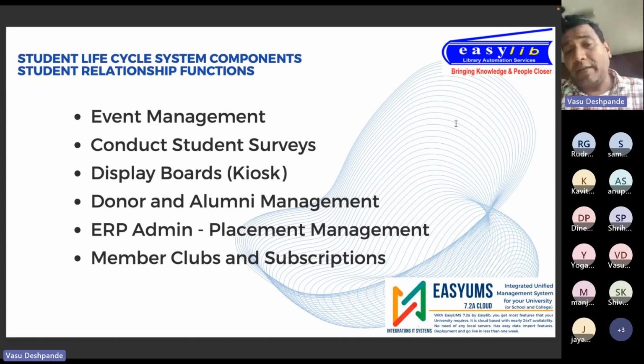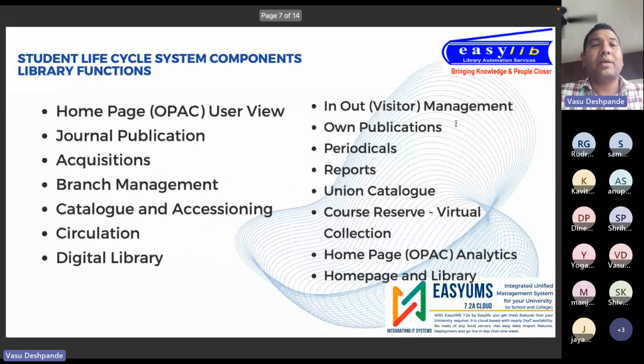Of course, it can go further. Student clubs is one more thing. Subscriptions is another thing. You will enable the students to form groups and utilize the system for building more rapport among the students themselves. And then there's placement management and so on. So this is the student relationship function. The next one is the library function. Those of you who are already using the library system of EasyLib are indeed familiar with this.